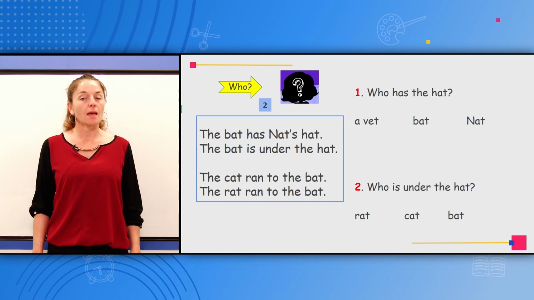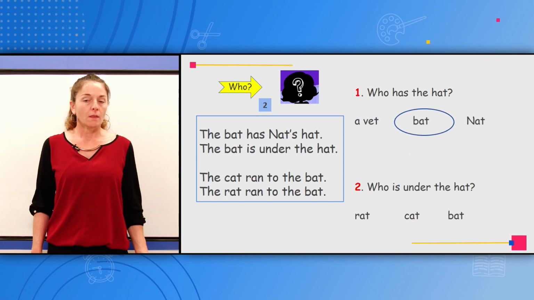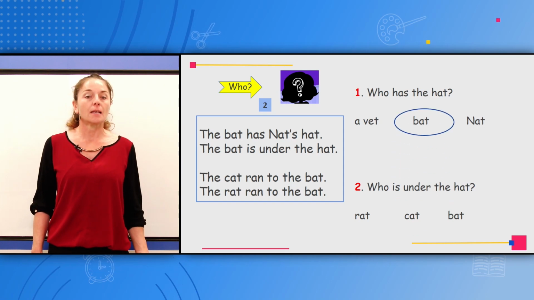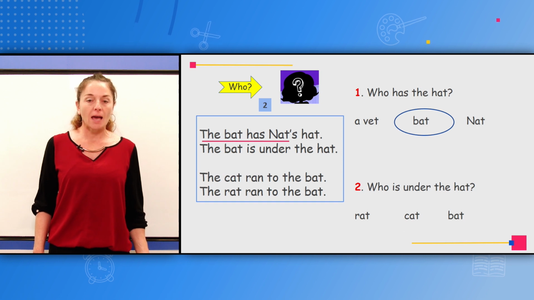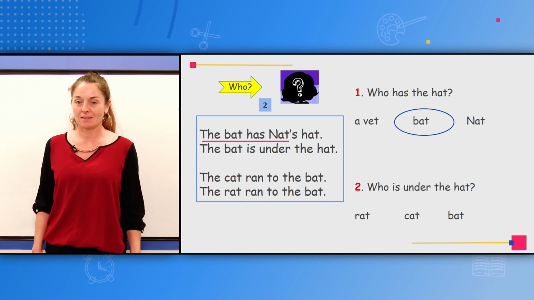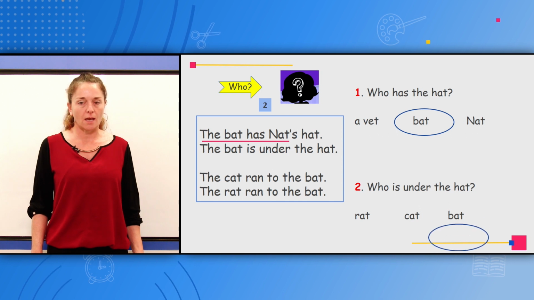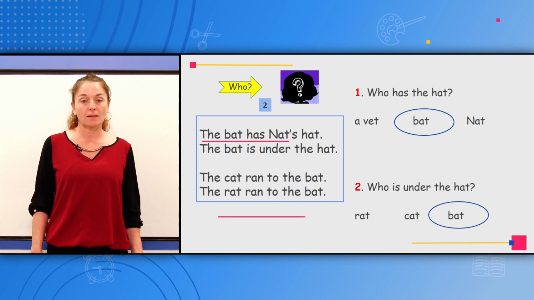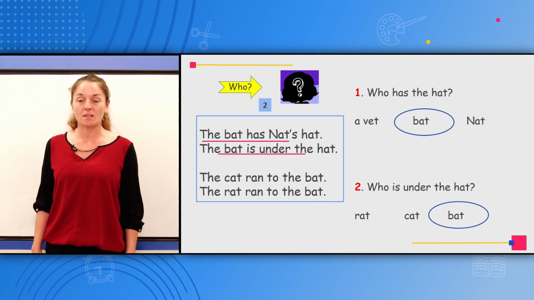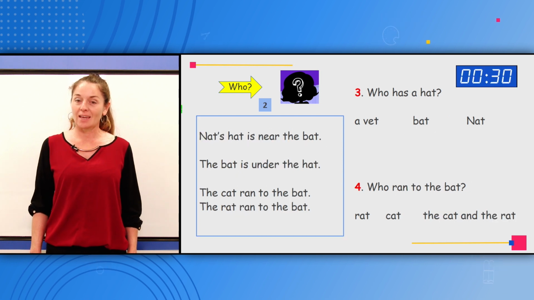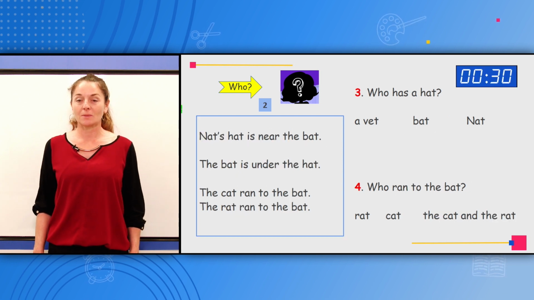Let's check ourselves, okay? Who has a hat? Who? The bat has a hat. Let's see. The bat has Nat's hat. Who is under the hat? Again, the bat. The bat is under the hat. Okay, let's do another one. Okay, 3 and 4. Write the word. Please begin.